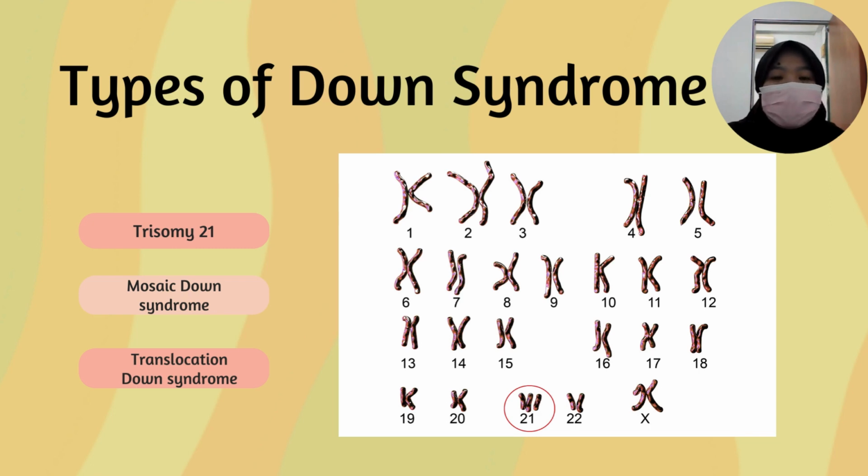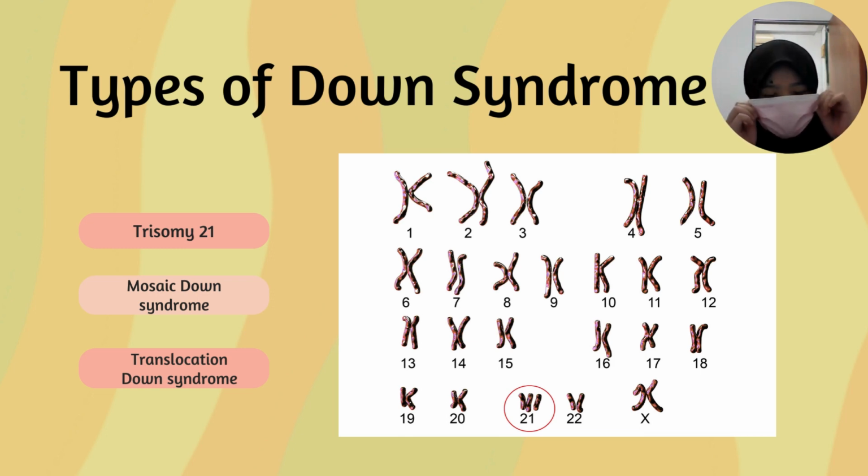The thing that differentiates trisomy 21 from mosaic Down syndrome is that in mosaic Down syndrome, they also have an extra chromosome number 21, but it only happens in some of the cells, not every cell. In trisomy 21, it will happen in every cell.